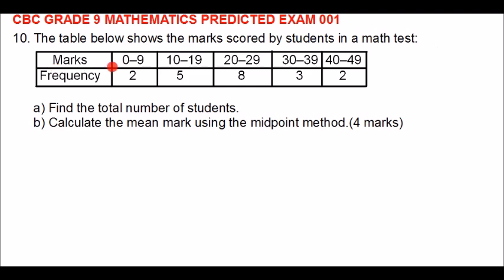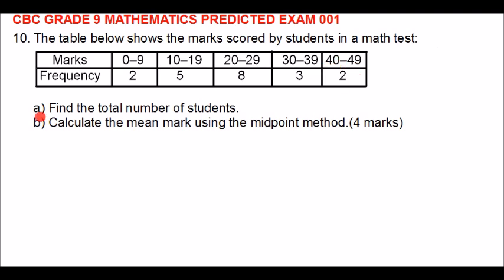So we have the first row, marks, 0 to 9, 10 to 19, 20 to 29, 30 to 39, 40 to 49. Frequency represent the number of, for example, the number of students that scored between 0 and 9 were 2. The number of students that scored between 10 and 19 were 5. 20 to 29 were 8. 30 to 39 were 3. 40 to 49 there were 2.